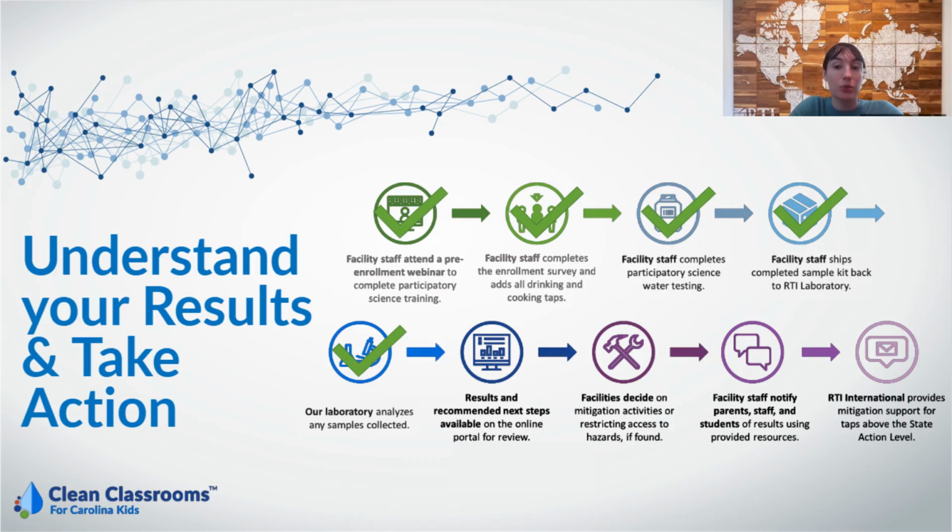After you complete sampling, you will return your sampling kits to RTI Laboratory for analysis. Once your results are ready, you will receive an email notification that they are available to view in your portal. They will also be posted online at the Facility Data Mapper after 5 business days to meet communication requirements for your facility's community, while also giving you a chance to turn off any taps if there are taps at or above the state action level.